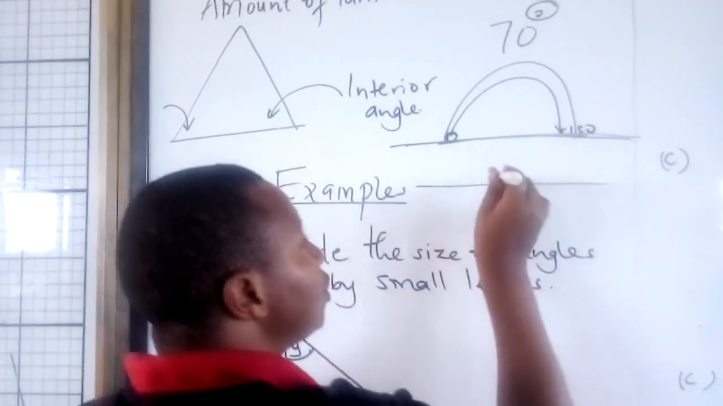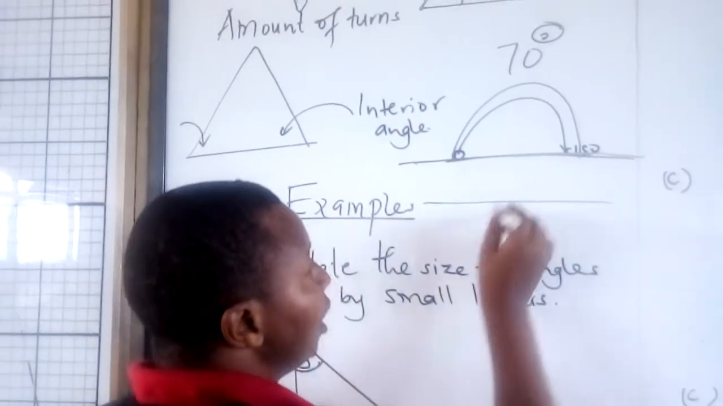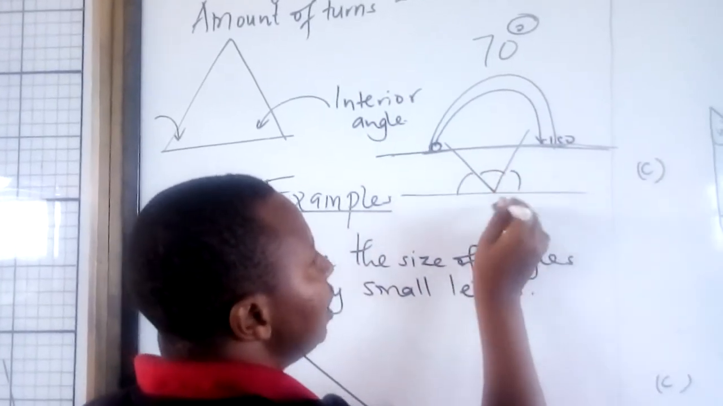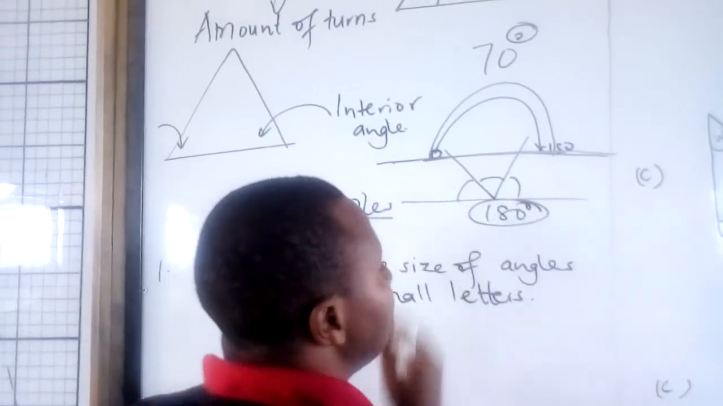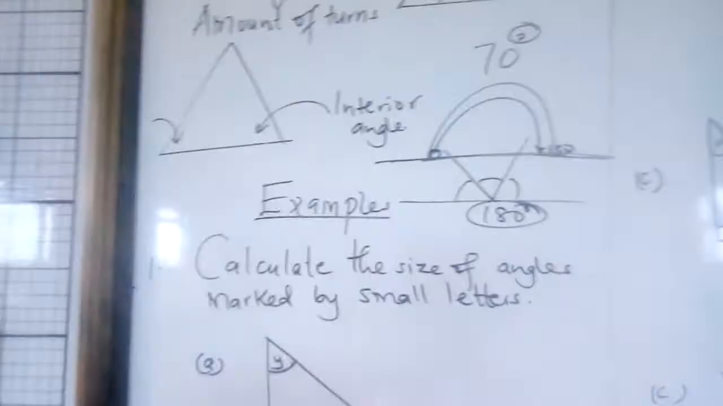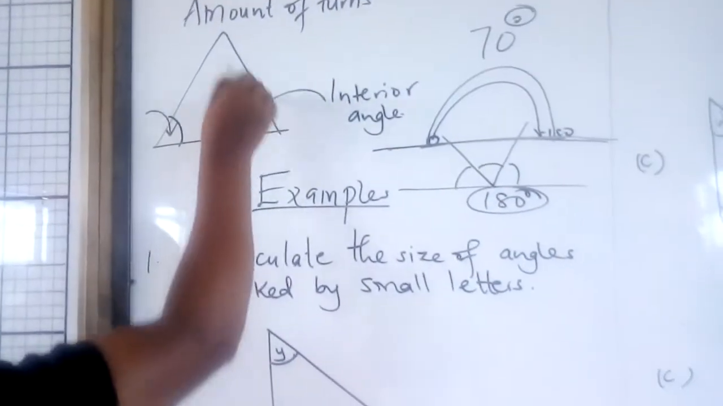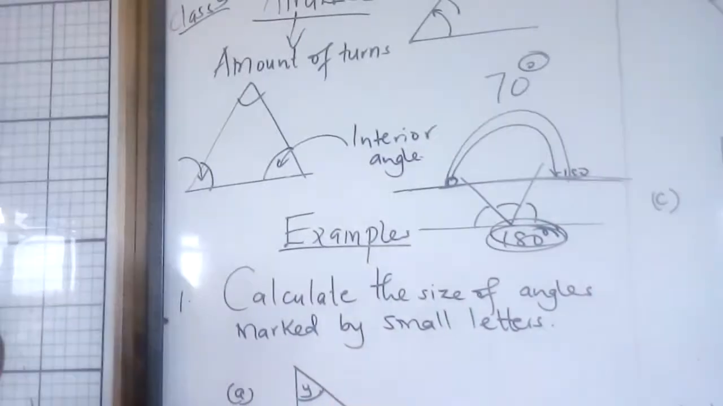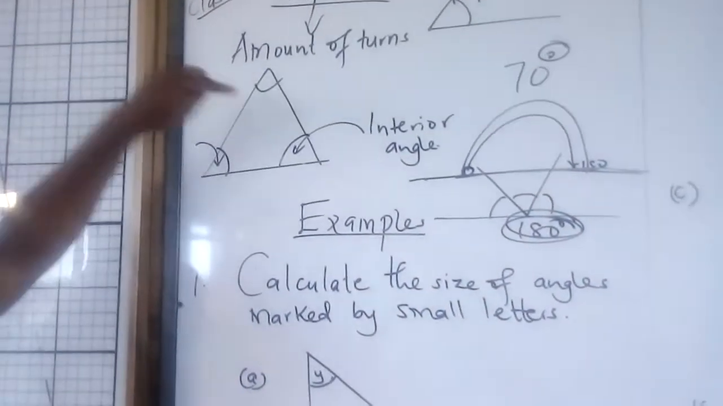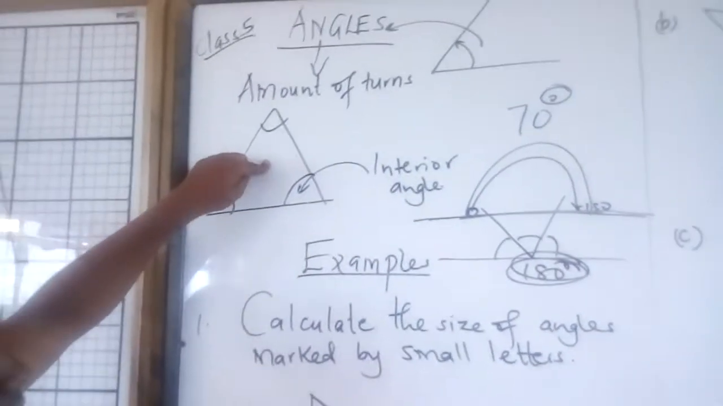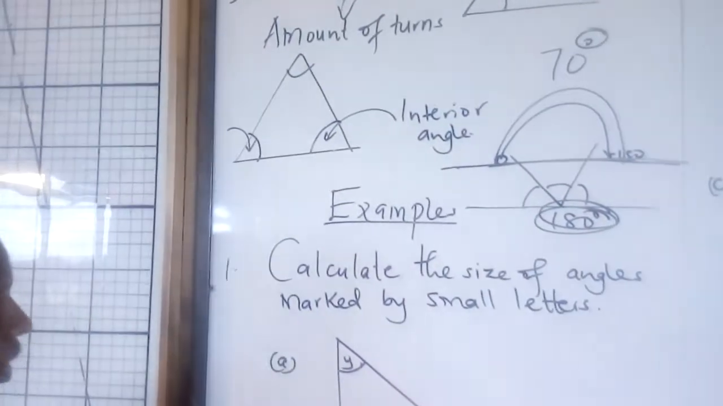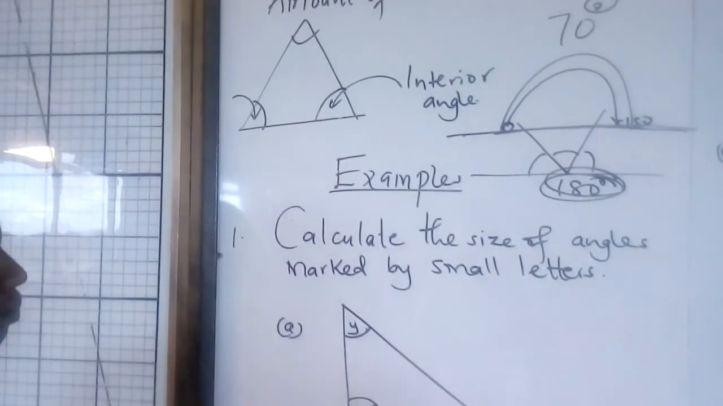So if you have angles on a line, even if you divide into parts, these angles will add up to 180 degrees. So that's the reason why we say when you add these three angles in a triangle, they will add up to 180 degrees. So you say interior angles in a triangle add up to 180 degrees. Don't forget that. So let's look at some examples.